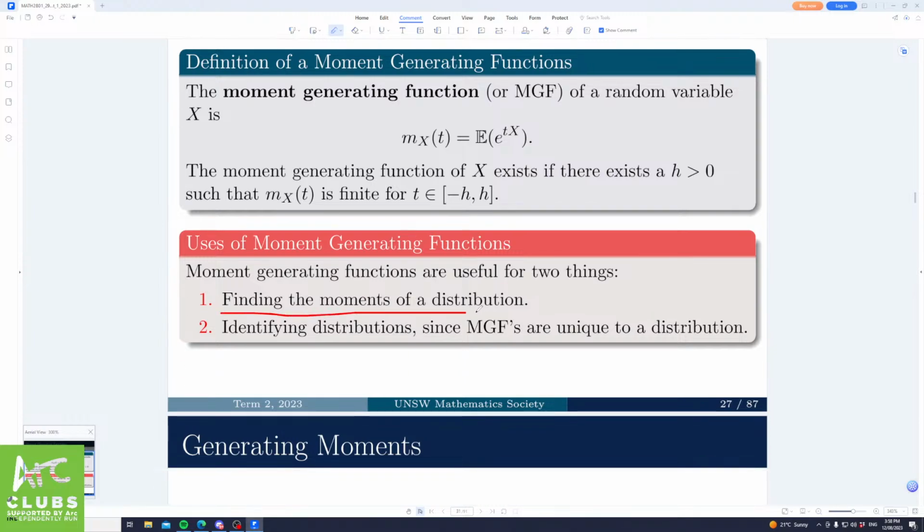So we use the MGF to find moments of a distribution and also to identify distributions, since moment generating functions are unique to a distribution. In other words, if two random variables have the same MGF, the same moment generating function, then we can claim that they have the same distribution.